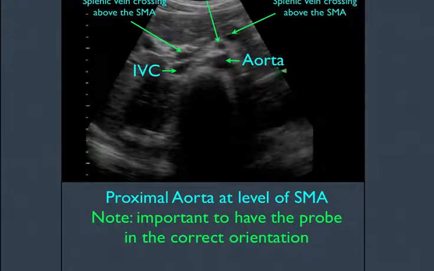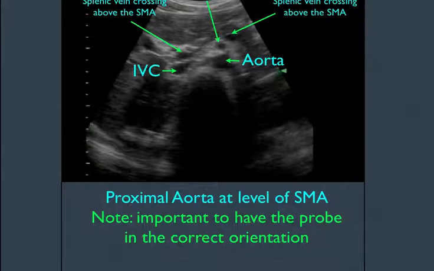So, we know that the aorta sits right on top of the spine. On the left side is the aorta, on the right side is the IVC. Makes sense anatomically because the heart is on the left side, gives rise to the aorta. The IVC is on the right as it moves up toward the liver. Now, just above this is the SMA, the superior mesenteric artery.